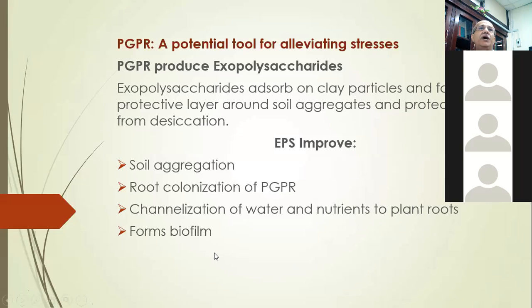And they form biofilms. Biofilms are actually barriers which do not allow, particularly, the pathogens to grow on the roots. This is a sort of layer. When a layer of microorganisms is attached to some surface, it is called a biofilm, right? So the microorganisms form a biofilm, and that biofilm does not allow the pathogens to attack the plant roots.